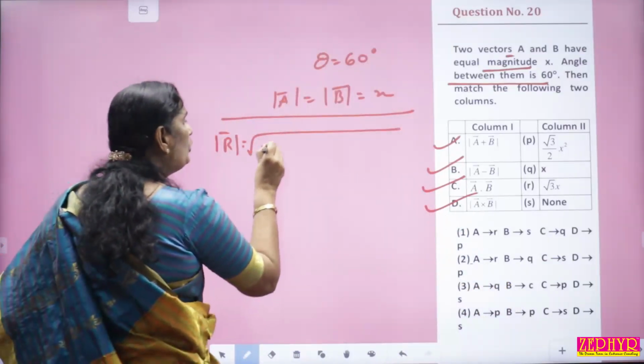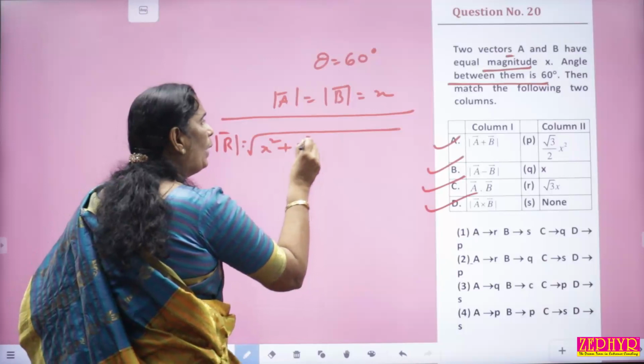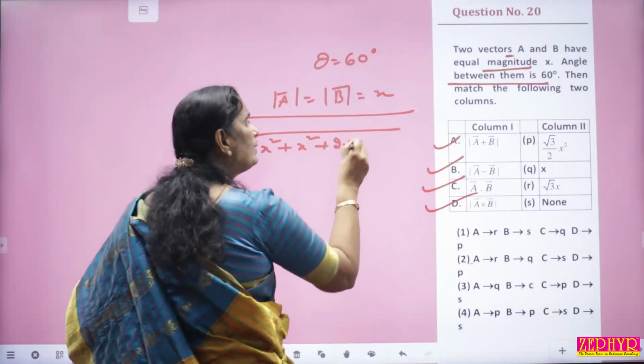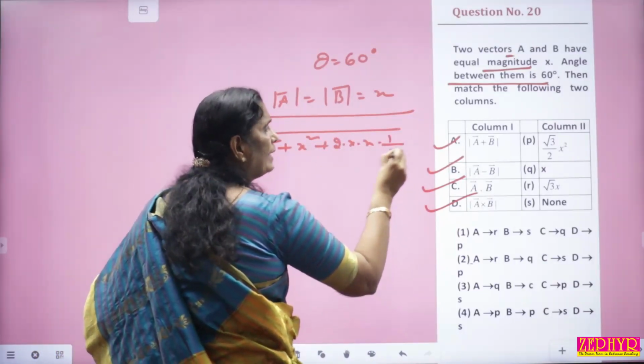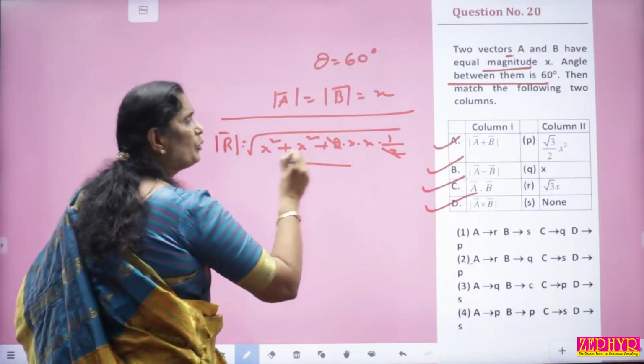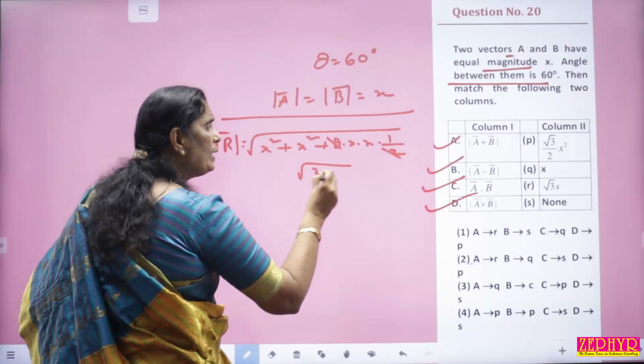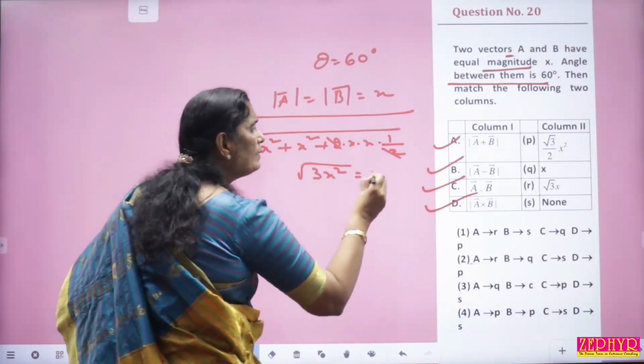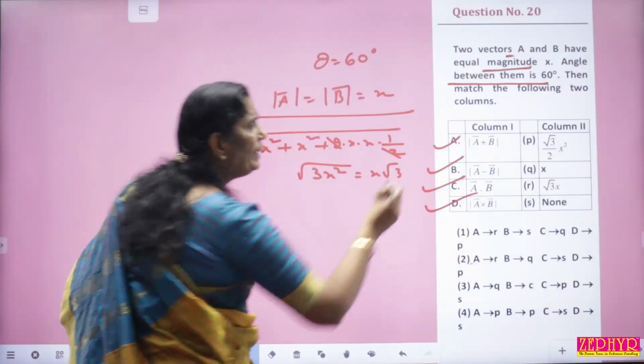That means x square plus x square plus 2 into x into cos 60. What is cos 60? 1 by 2. The 2 gets cancelled. How much will we get? x square plus x square plus x square. How much will we get? 3x square. So what is the answer? x root 3 will be the answer.